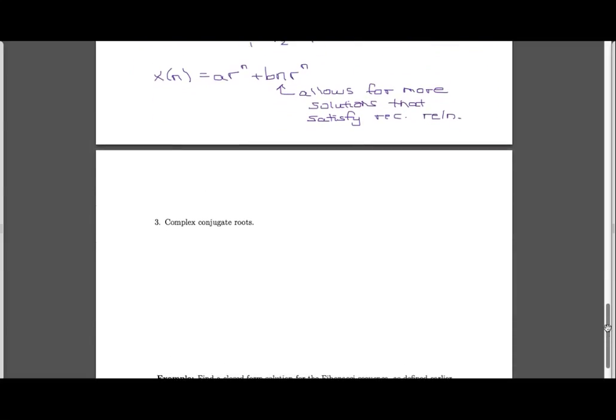The third thing that can happen is that you have complex conjugate roots. Let's say that r1 is of the form alpha plus beta i, which is how our complex numbers usually look. Then the second root is the conjugate of that, so we've got alpha minus beta i. As a reminder, with complex numbers represented in this form, alpha and beta are both real numbers, but one of them is attached to the complex constant i, which makes the whole thing complex.